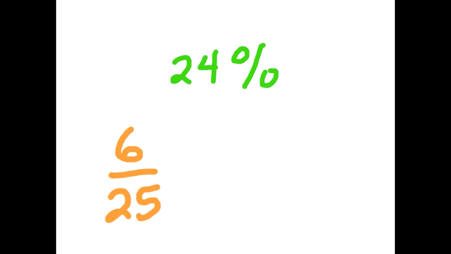To convert the percent to a decimal, I just need to divide 24% by 100 and drop my percent sign. When I divide it by 100, I'm simply moving the decimal point over 2 place values, 1, 2, and putting a 0 in front, of course, 0.24.